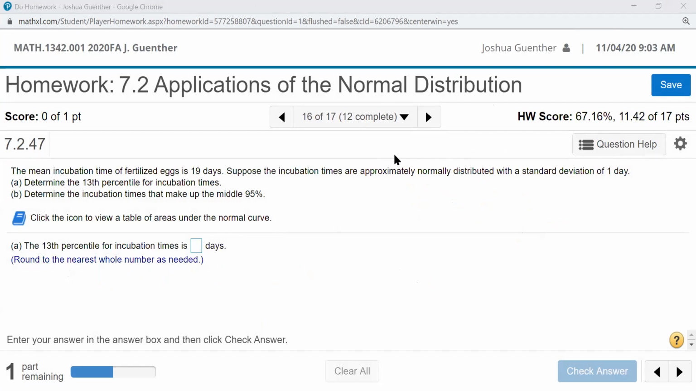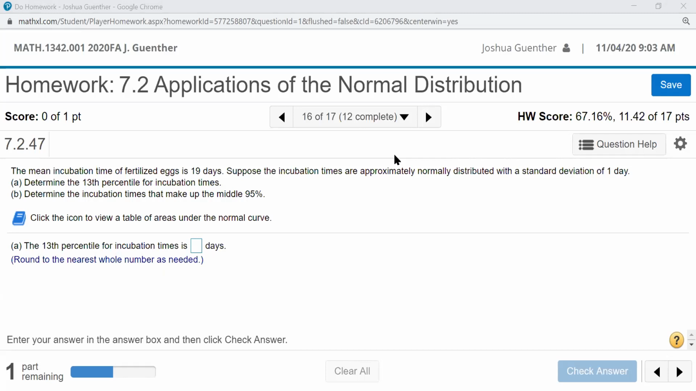The mean incubation time of fertilized eggs is 19 days. Why do we care about this? This obviously isn't fertilized human eggs that create children, because they don't incubate for 19 days. The incubation period is like 9 months. So obviously we're not talking about human beings here. The mean incubation time of fertilized eggs is 19 days.